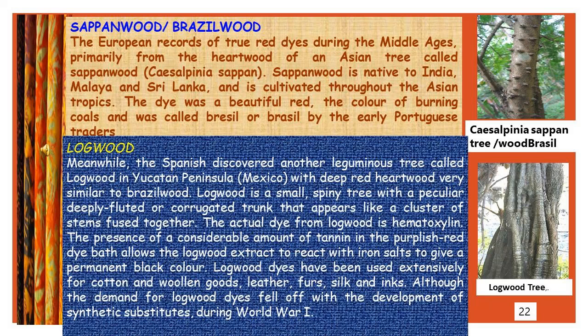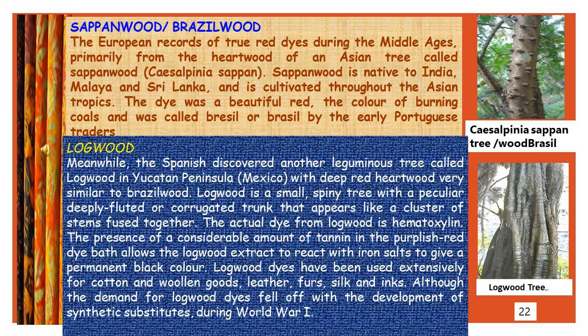Logwood. Meanwhile, the Spanish discovered another leguminous tree called logwood in the Yucatan Peninsula, Mexico, with deep red heartwood, very similar to Brazilwood. Logwood is a small, spiny tree with a peculiar, deeply fluted or corrugated trunk that appears like a cluster of stems fused together. The actual dye from the logwood is hematoxylin.